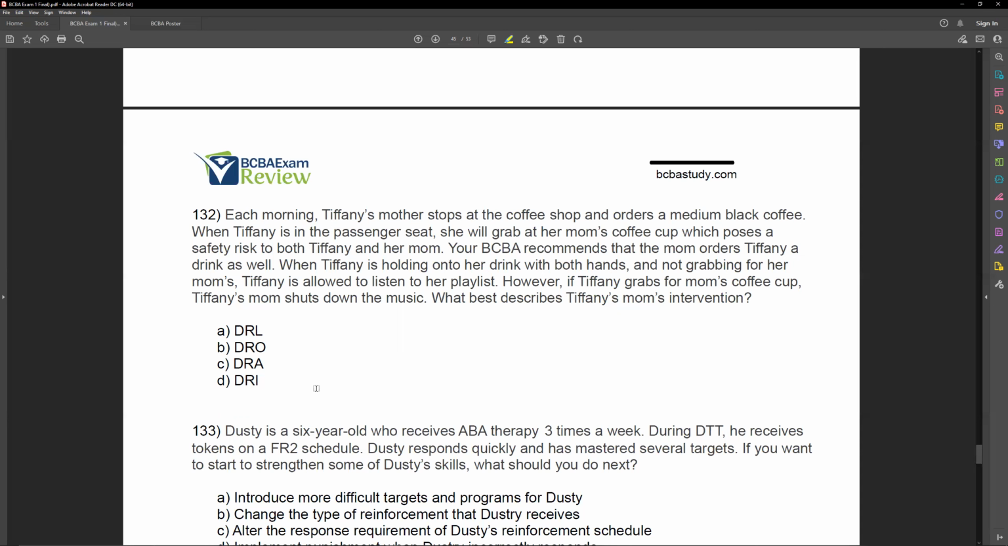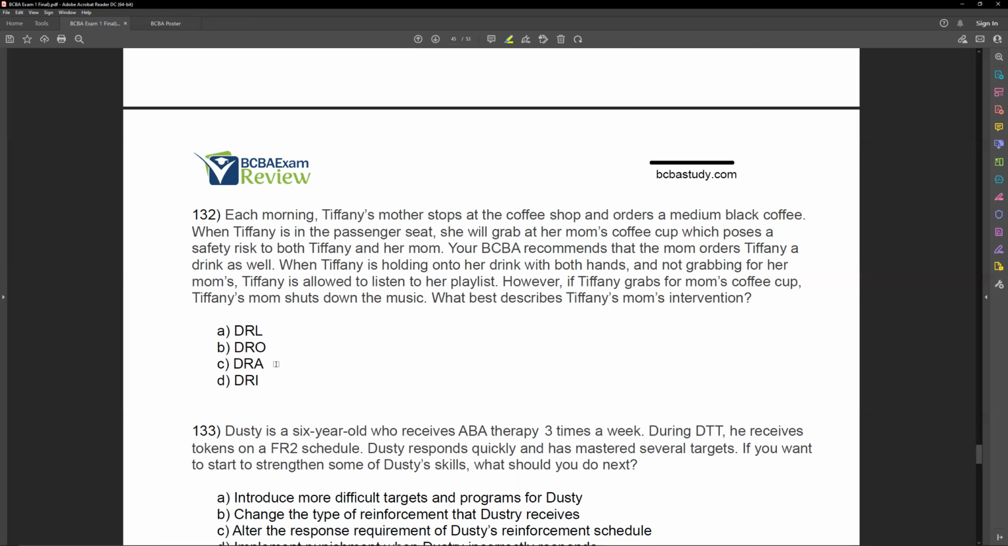What's the key difference between DRA and DRI? Well, DRA, okay? We're teaching a behavior that can occur at the same time as the old behavior. DRI, we're looking for an incompatible behavior, where the two behaviors can't occur simultaneously. So in this case, Tiffany, we want her to hold her drink with both hands, which won't allow her to do what? It won't allow her to grab for mom's coffee cup.